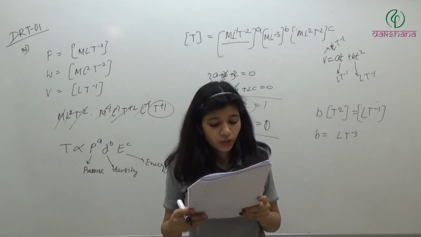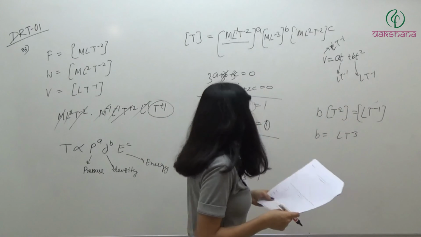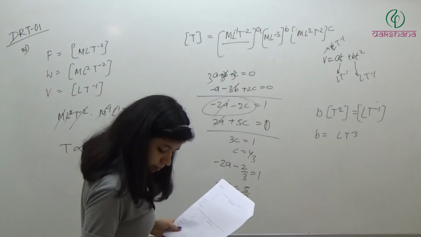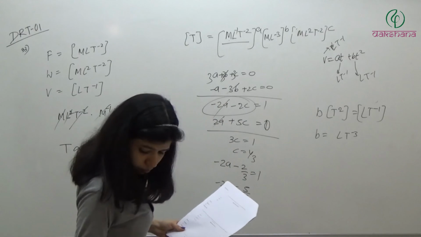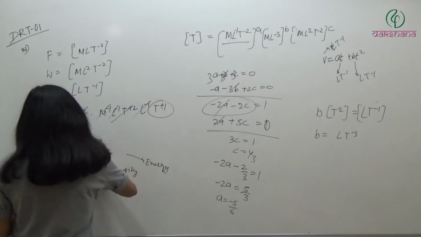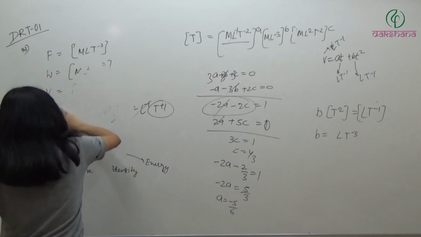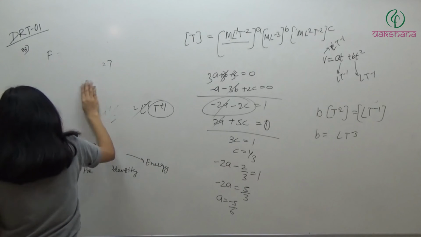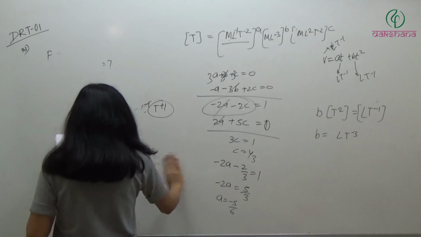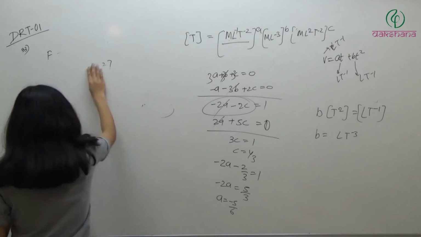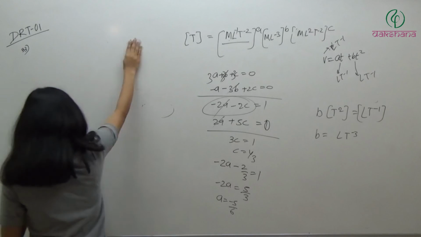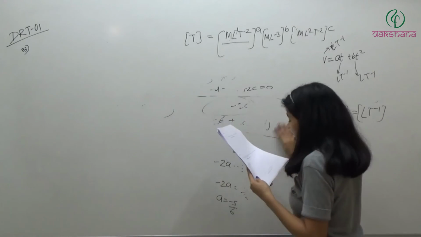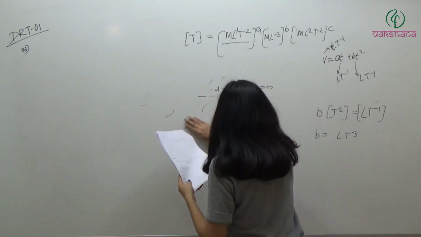Fourth option. Question number 36. A new system of units is proposed in which the unit of mass is alpha kg, the unit of length is beta meter and the unit of time is gamma second.